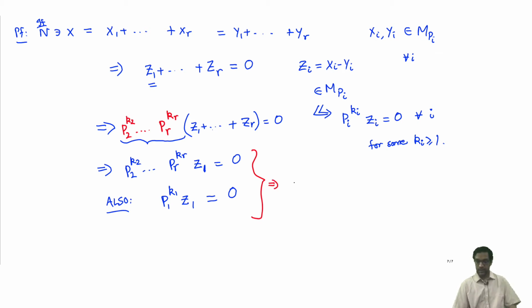Okay, so what does this mean? It says that p1 power k1 belongs to the annihilator of z1, and the other product p2 k2 till pr kr also belongs to the annihilator. Okay, but remember these two elements, p1 to the k1 and p2 p3 till pr to the corresponding ki's, are relatively prime, right? They don't have any common prime factors here. So what does that mean?